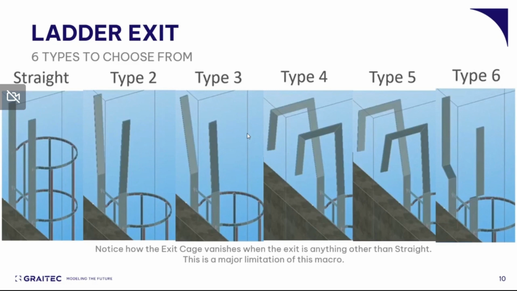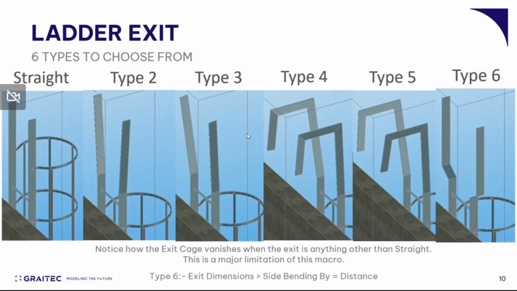But notice something significant. Anything but the first one, straight exit, and the exit cage disappears. It's not possible. This is a major limitation of this macro. It's not possible to have an exit cage if the exit isn't set to straight. So that's a bit of a problem. We'll show you how to overcome that and how to work with that later on.